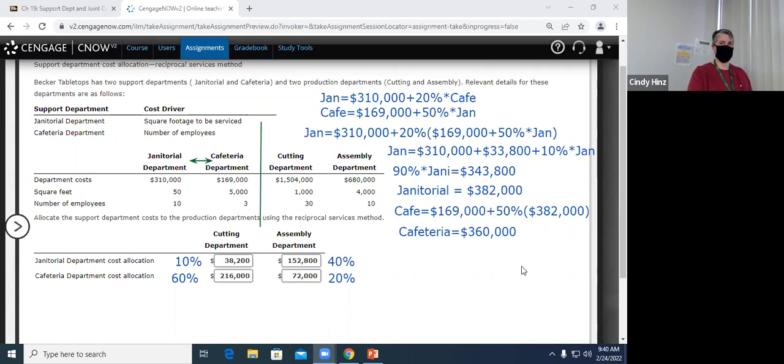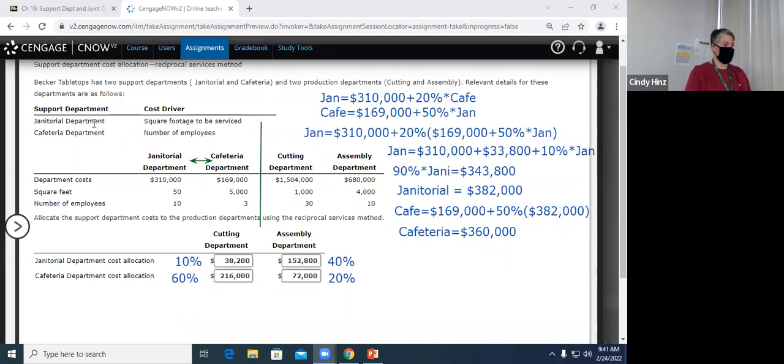Did that answer your question, JP? I was asking about the 10% and 60%. Where did these percentages come from? Multiply 10% by the total janitorial cost to get the final answer. Where does 10% come from? So where did this 10% come from? It came from the same place that this 20% and this 50% came from.